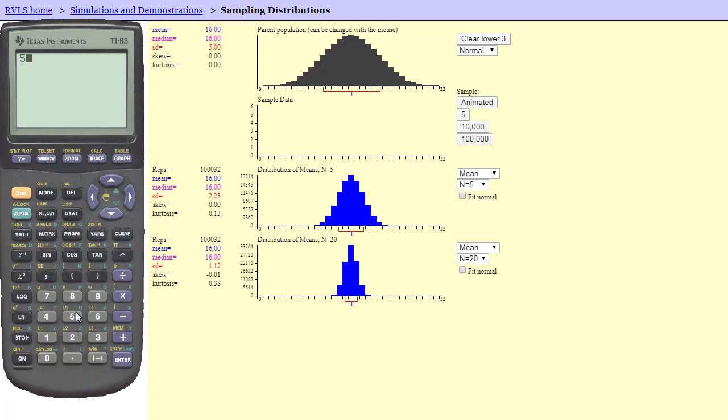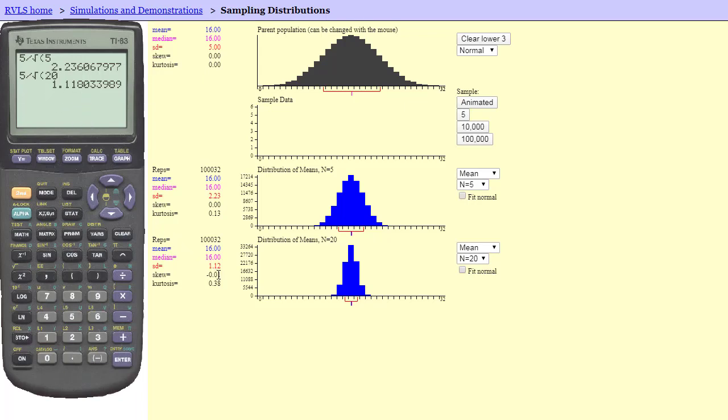If I take the standard deviation of my population and I divide it by the square root of the sample size, in this case 5, a very interesting thing happens. 2.23, 2.23. Now, if I take the standard deviation of the population, which is 5, and I divide it by the square root of the sample size, in this case 20, I end up with 1.12, 1.18.